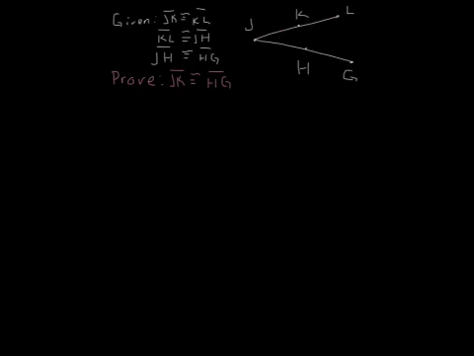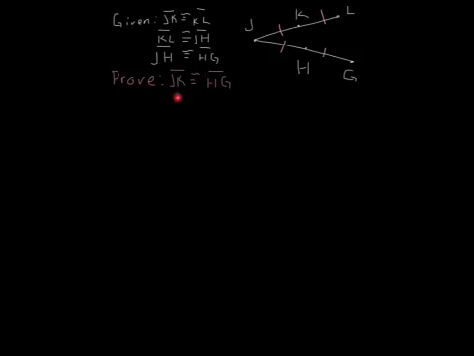Okay, let's try another one. Here, we are given that JK is congruent to KL. I'm going to label here my picture to help me out. JK is congruent to KL. We also know that KL is congruent to JH, so I could put another congruent mark here. Also, I know that JH is congruent to HG. Well, I know that that's one congruent line, so I can put another congruent line here.